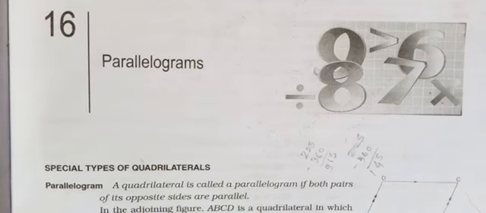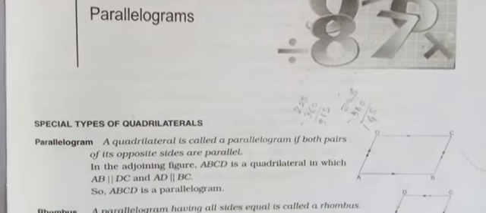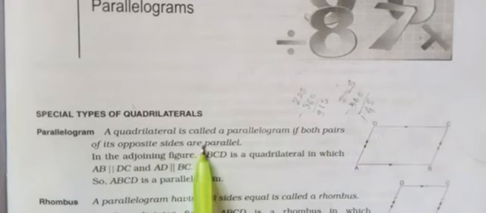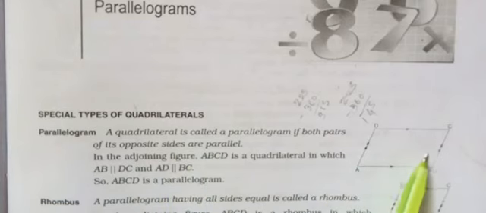Now, parallelograms. This is the shape of a parallelogram. The definition is given here: a quadrilateral is called a parallelogram if both pairs of opposite sides are parallel. These are the parallel sides. AB is parallel to CD and AD is parallel to BC. So ABCD is a parallelogram.